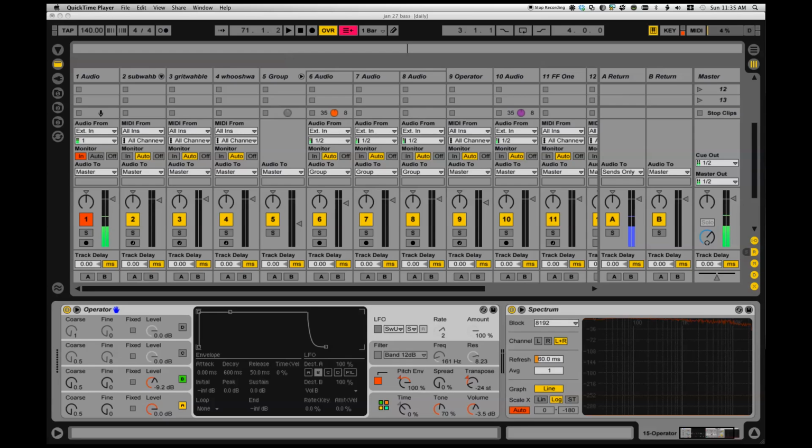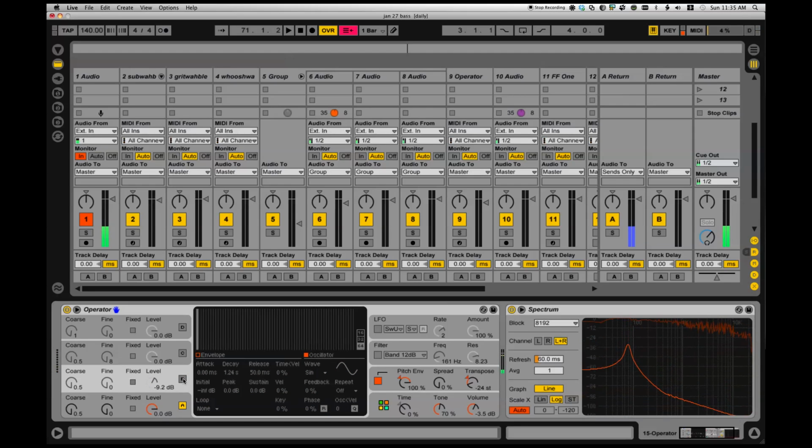Again, a real quick follow-up. I had mentioned in the other video about automating the modulation of the pitch of the modulator that we were talking about in our little simple FM scenario. So here is the simple FM scenario again. Sine wave, sine wave modulating the sine wave.